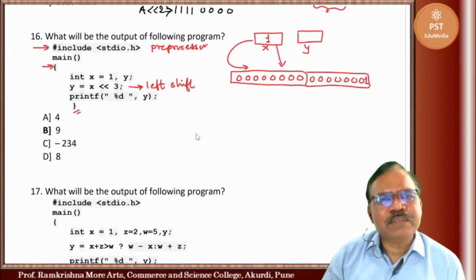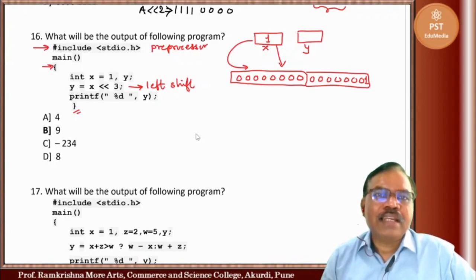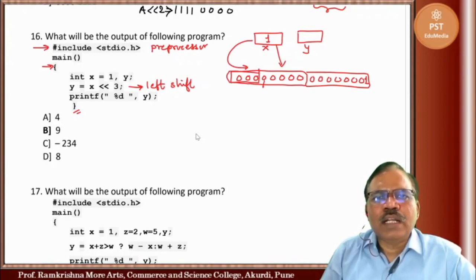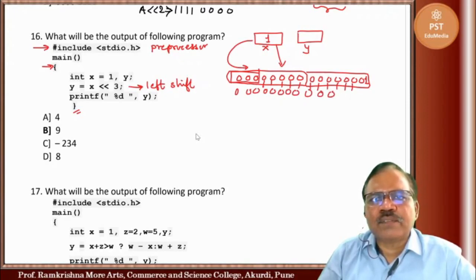Now it shifts by 3 and it is left shift. So what happens? These 3 will go out. This one comes here. This one comes here. This one comes here. Then this one comes here, and so on, each bit moving one place, and this one comes, sorry, 1.